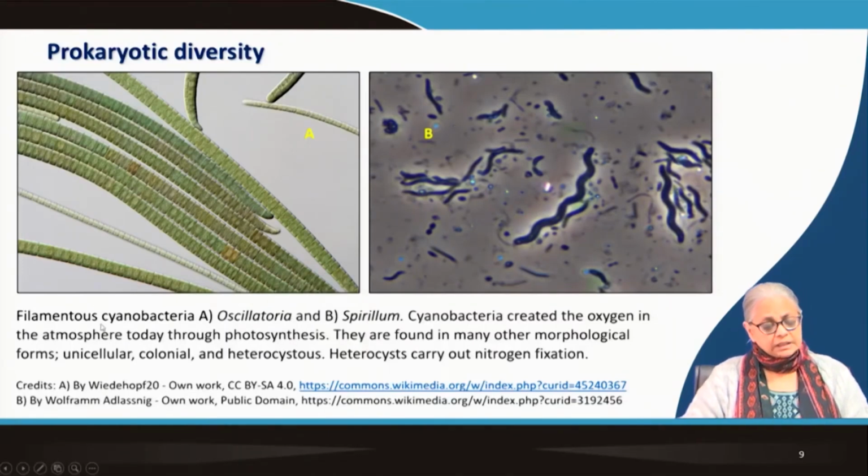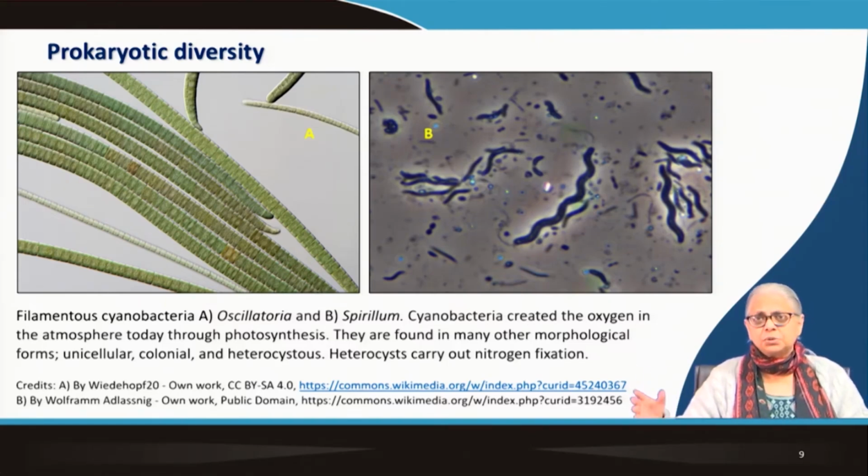Then we come to filamentous cyanobacteria. We have two examples here, Oscillatoria and Spirillum. There was a point in time when cyanobacteria used to be called blue-green algae, but they are considered to be the ones that have modified the planet's atmosphere from anoxic conditions to the present oxic condition.